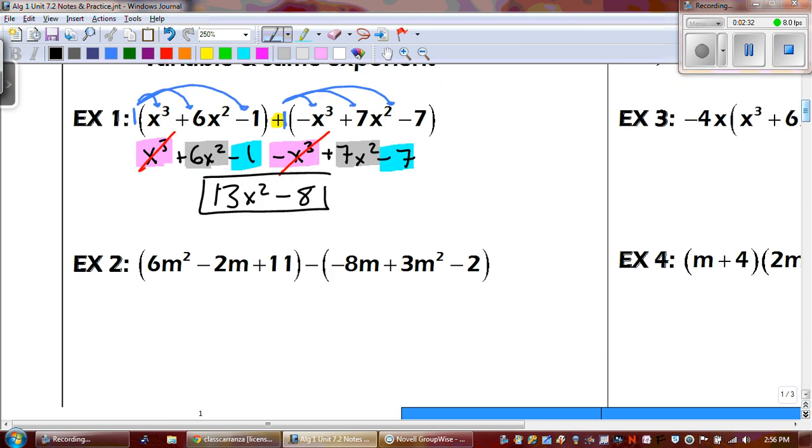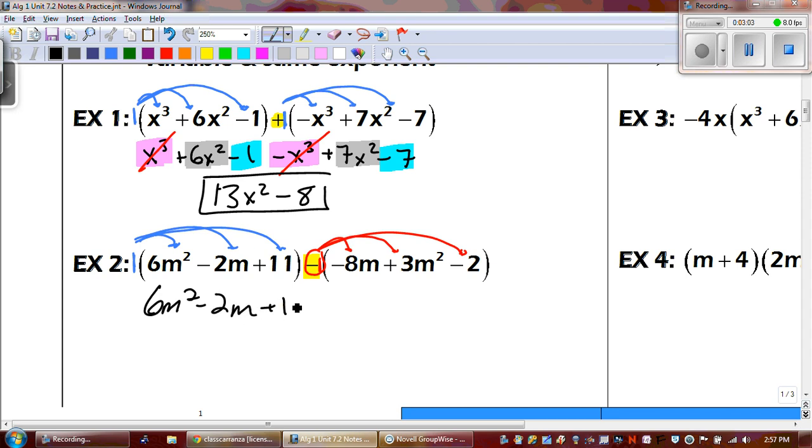Now, in example number 2, once again, we want to look to see what operation we have. That's negative, so I know that I'm going to be distributing a -1 to all of those terms. For my first set of parentheses, we're distributing a +1, so everything stays the same.